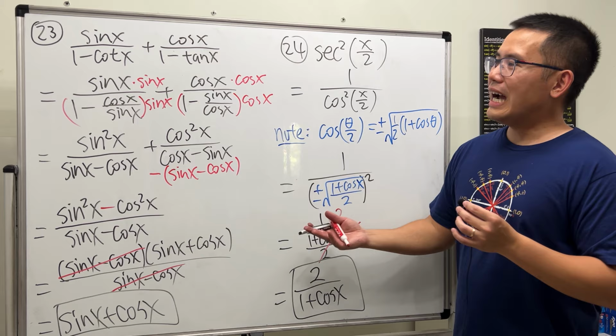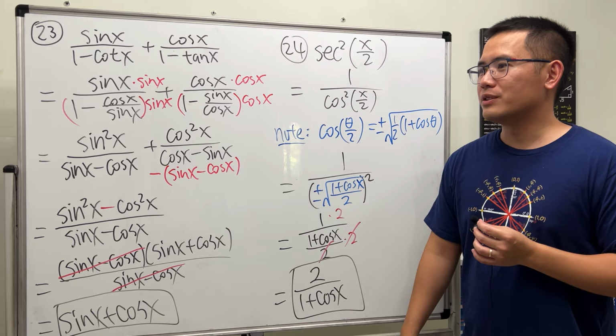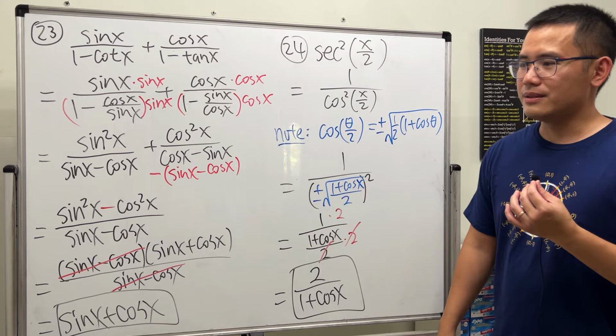There you have it, 24 problems on verifying trig identities, or maybe coming up with your own identity, such as the cosine 3x and the power reduction for sine to the fourth power. Hopefully this video helps you.